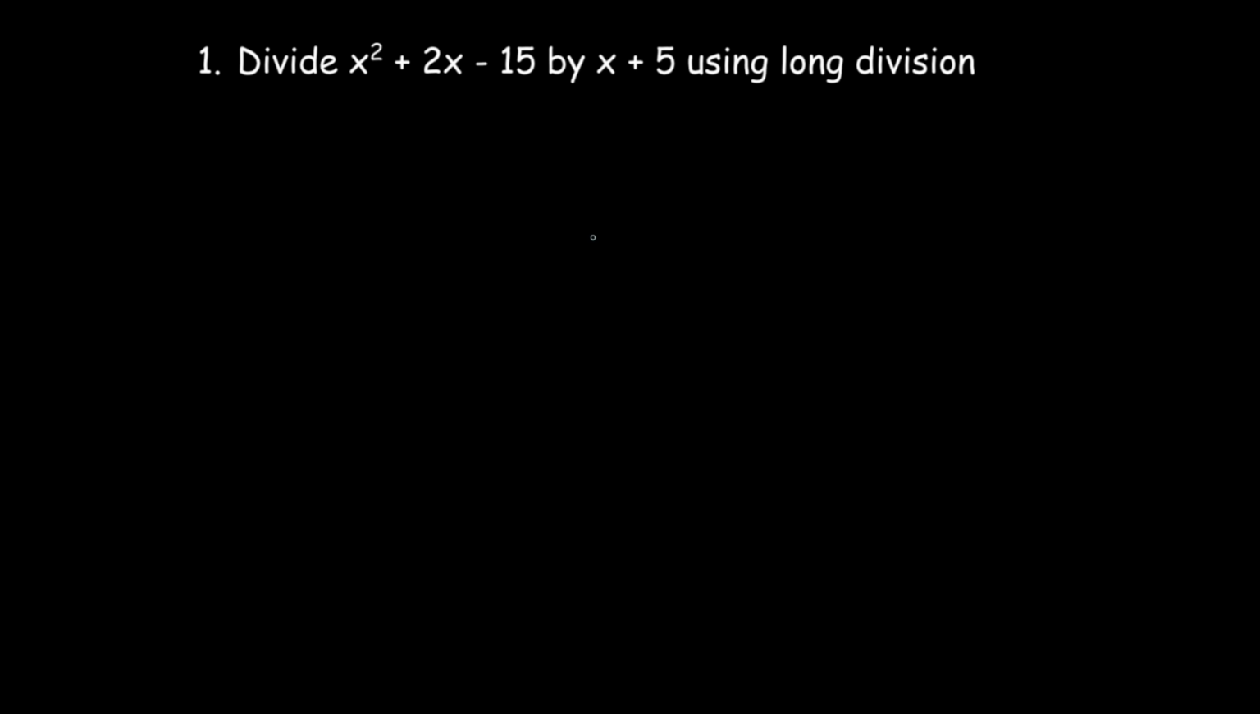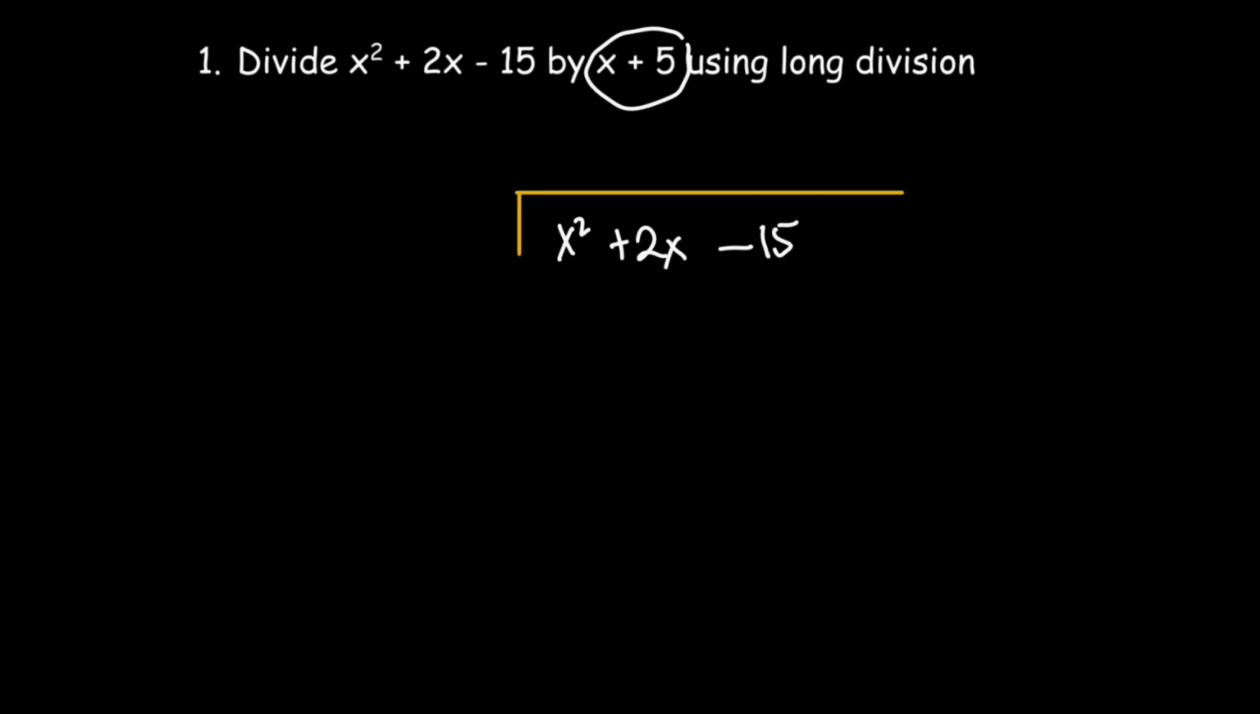Because the question is saying we should use the long division method, I'm going to put the long division symbol right here like that. Then these terms right here will be under the long division symbol, so I'm going to write all of them here. We have x squared plus 2x minus 15. So this is what we have. Then these two terms will be on the outside, so we're going to write them here. We have x plus 5.